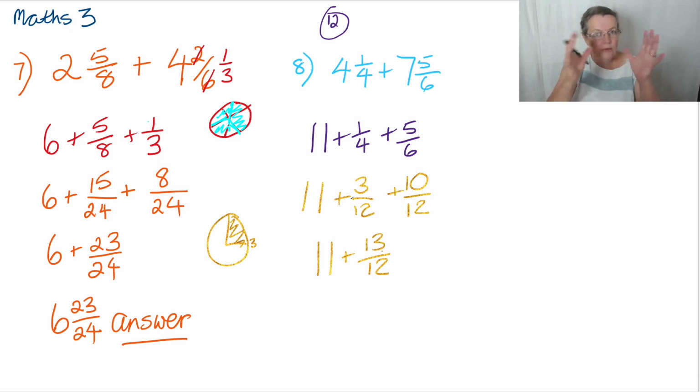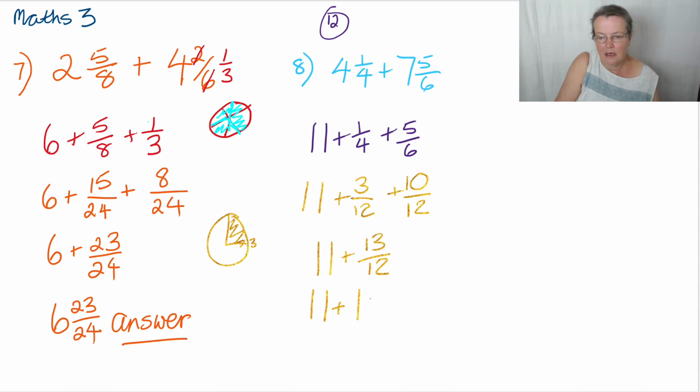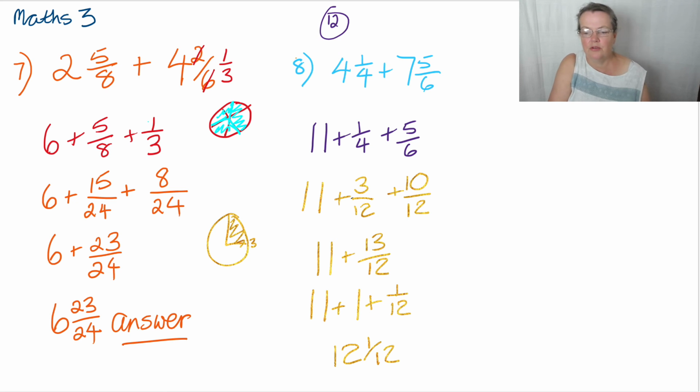Now we know that 12/12 will make up a whole pizza, don't we? So that then becomes 11 plus the whole pizza plus there'll be one bit left over. So that gives us 12 and 1/12, which is as near as damn it 12, which was our guesstimate. Right, thank you very much. We'll see you soon.